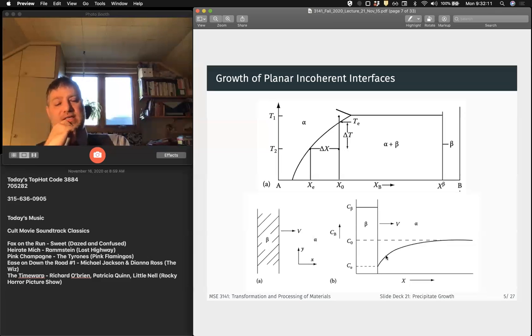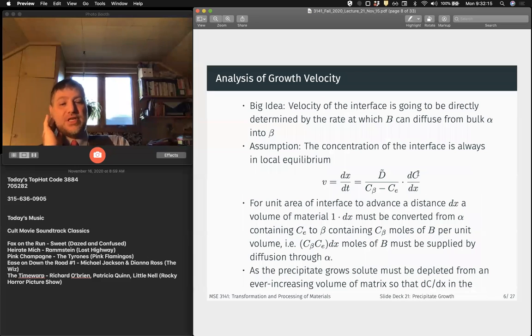A diffusion, right? This is going to set up that critical length, and change in composition with change in time. So if we have a unit area of interface, one unit, and it advances a distance dx, we have a volume of material 1 times dx. A little slab has to be converted from alpha, containing composition at equilibrium, to beta, containing composition CB moles of B per unit volume. So that means, there should be a minus here, (CB minus CE) dx moles of B have to be supplied by diffusion through alpha. So this is what sets up our time and our critical length.